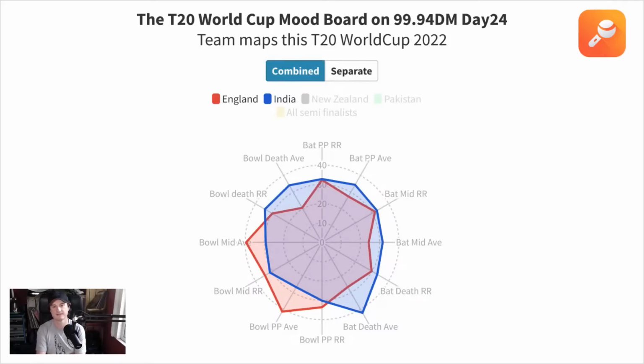So from this perspective, you can certainly see that India is a better bowling team throughout the first two thirds of their bowling. And then England is a better bowling team when it comes to the death. Although England's also not a massively great bowling team at the death compared to average. It's just that they're a lot better than India. India's outbatting them in every part of the game at the moment.